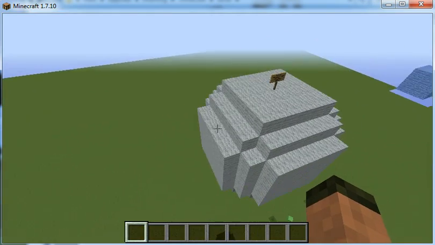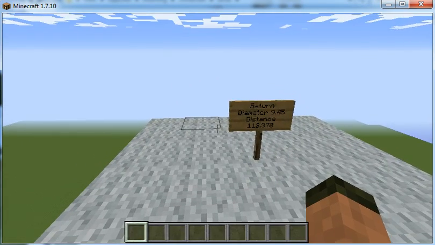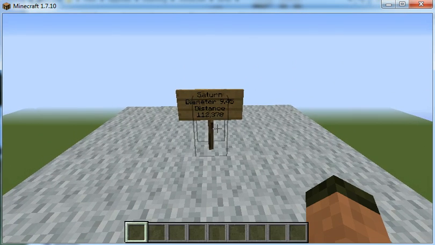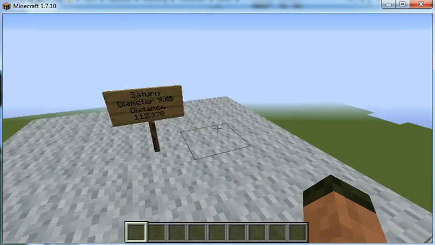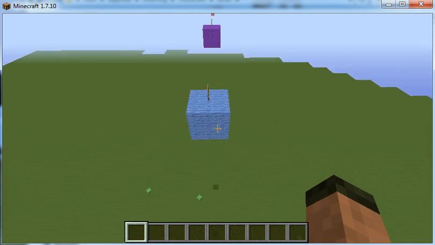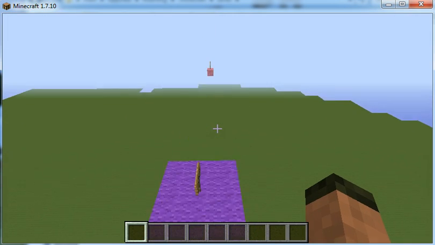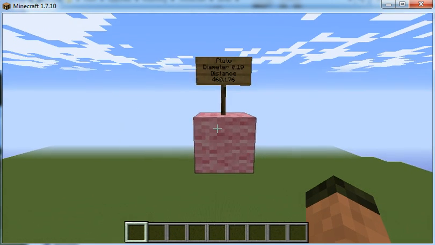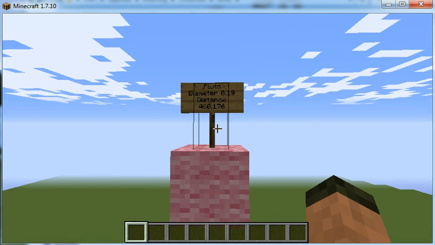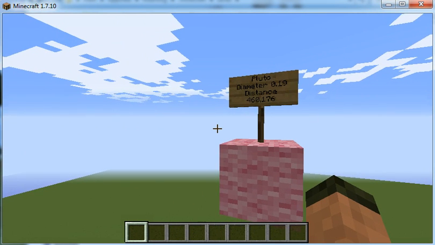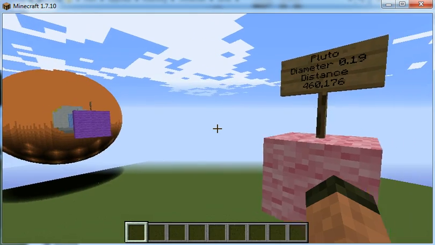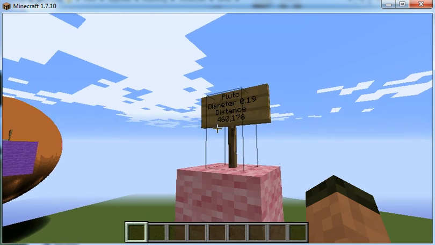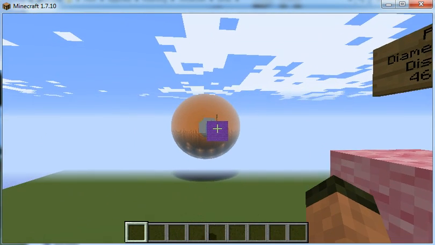This would be Saturn, no rings though. At 9.45 blocks, but again a staggering 112,378 blocks away. And there goes Uranus and Neptune. And whether you consider Pluto to be a planet or a dwarf planet, it's still pretty amazing that it'd be 0.19 of a block. But a staggering 460,000 blocks away from the Sun.